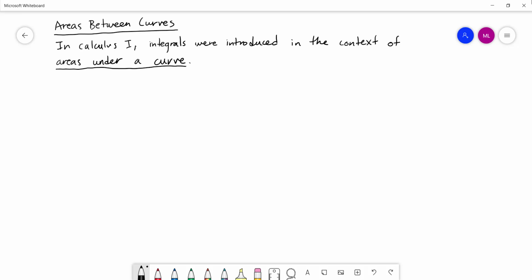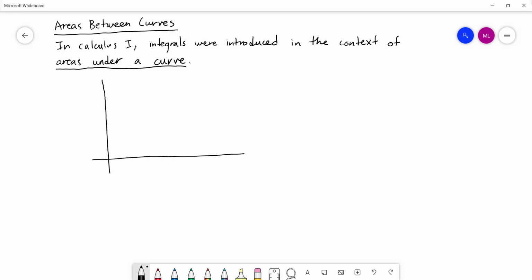We had a curve sitting up there, and we wanted to find the area from that curve down to the x-axis. In this case, our goal is to broaden this so that we don't have to use the x-axis as our lower bound for the area that we're seeking. So that's what we mean when we say areas between curves. I want to have two curves, and I want to find the area in between them, and I don't want either of the curves to be the x-axis. So if you go back and recall what it looked like in Calculus 1, the picture that we had in that scenario was the following.